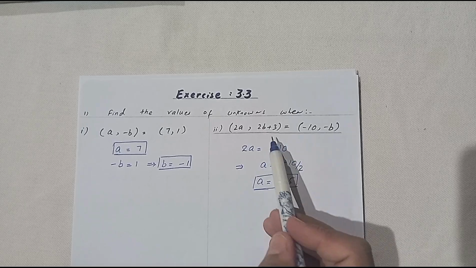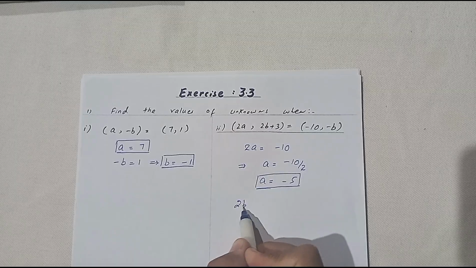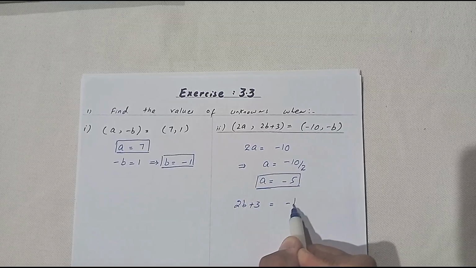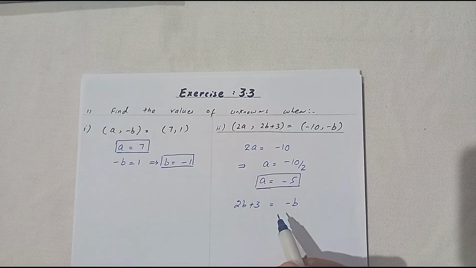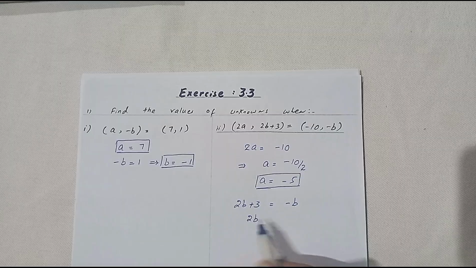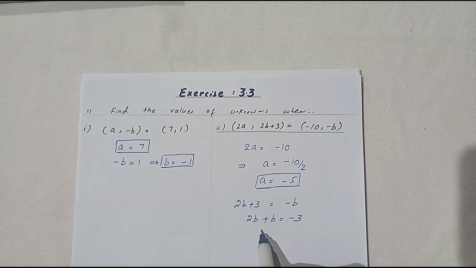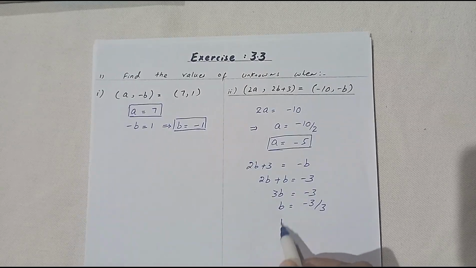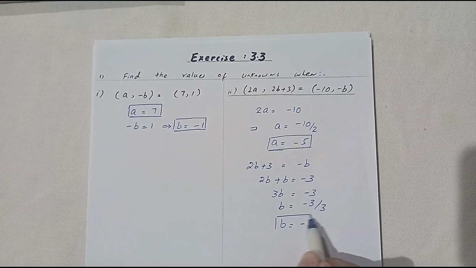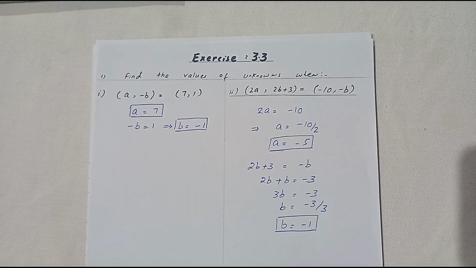Now comparing the second element of the first ordered pair with the second element of the second ordered pair, we get the equation 2b plus 3 equals minus b. Here we combine the terms of b and separate the constant. 2b plus 1b equals 3b, which equals minus 3, and b equals minus 3 over 3. Dividing, we get the answer minus 1. So the two unknown values are a equals minus 5 and b equals minus 1.